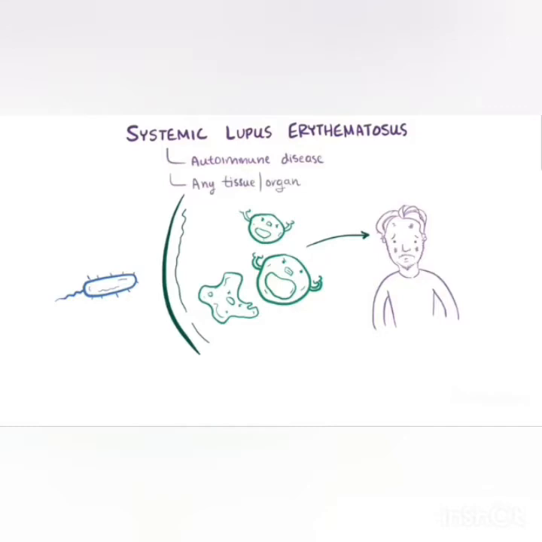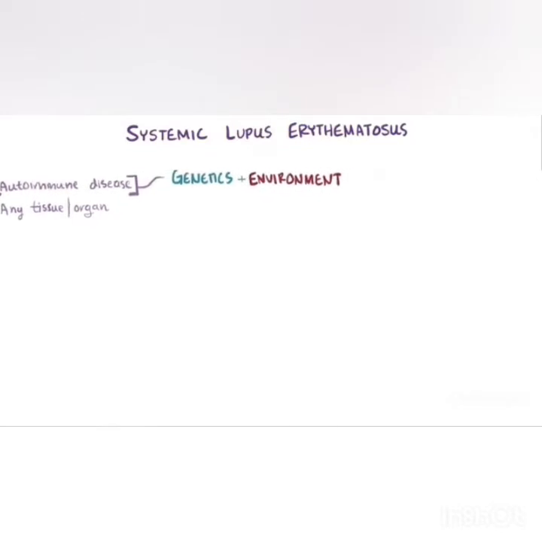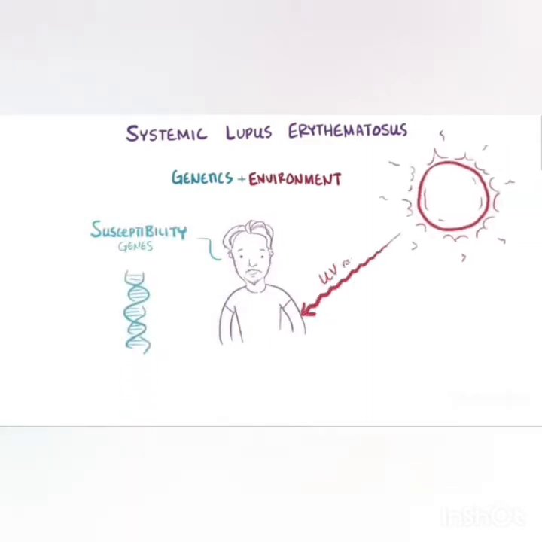And just like a ton of other autoimmune diseases, it's not completely clear why it develops. And like most diseases, it's the result of both genetics and the environment. Alright, so let's go over a specific scenario to show how this usually plays out. Let's say that this guy has susceptibility genes that make him susceptible to getting lupus. And he's exposed to UV radiation in sunlight, which we know is an environmental risk factor for lupus.